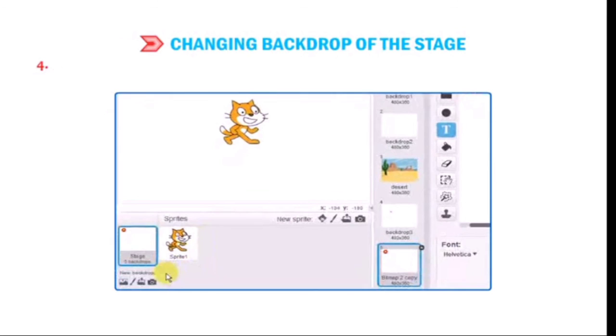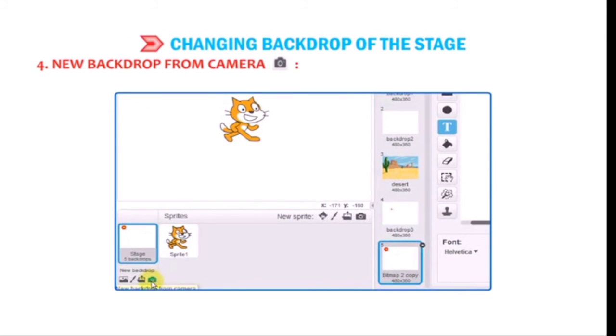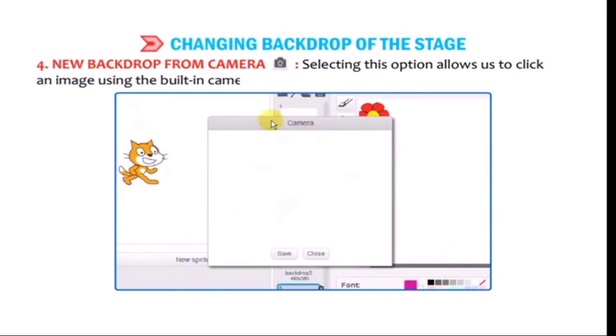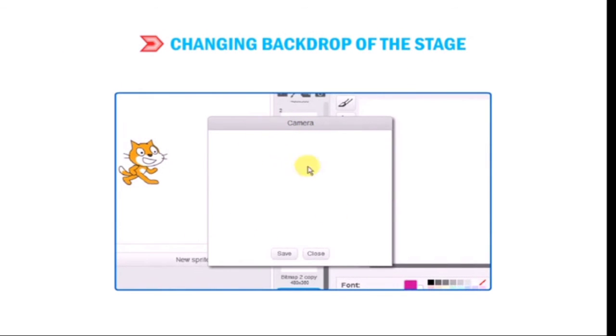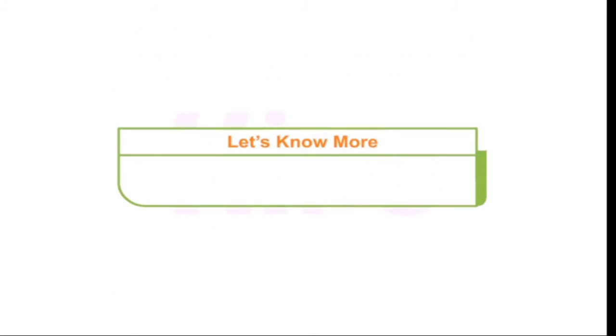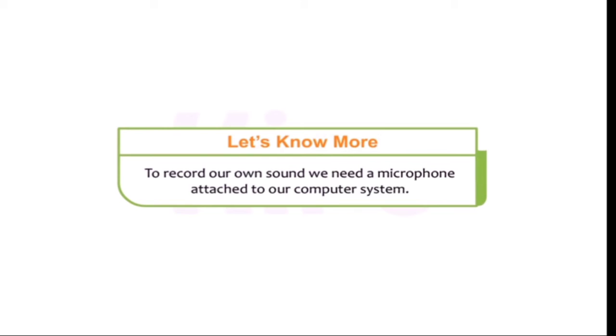Number 4. New backdrop from camera. Selecting this option allows us to click an image using the built-in camera of our computer system and imports it onto the stage as a backdrop. Students know that we can also record our own sound in the project. To record our own sound, we need a microphone attached to our computer system.